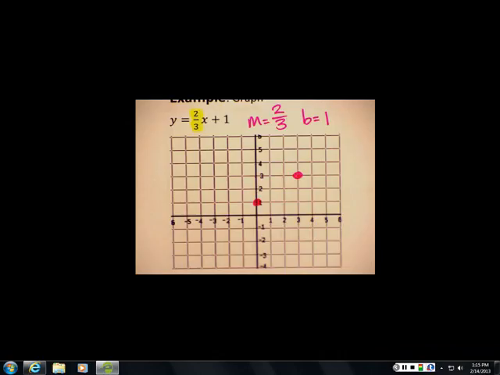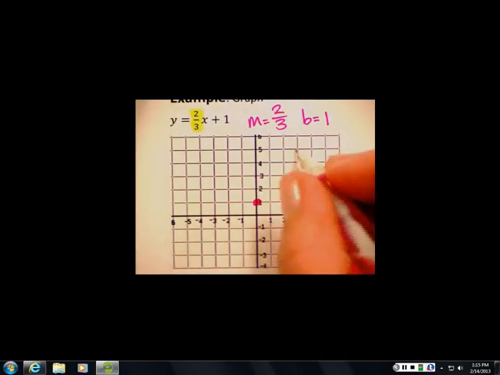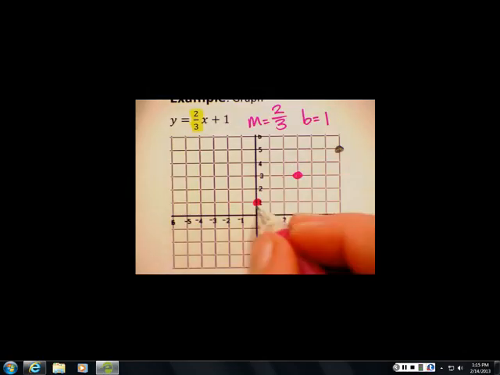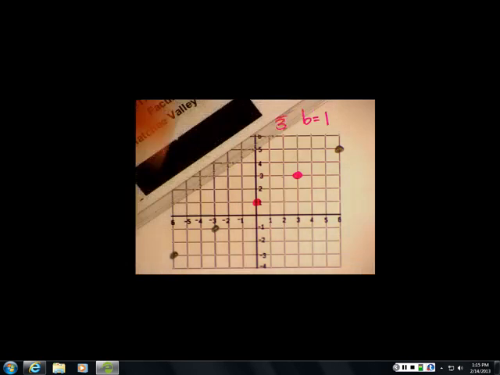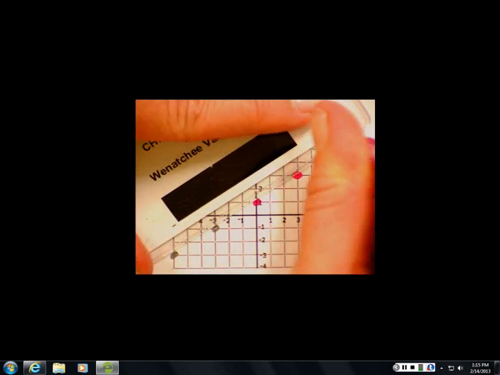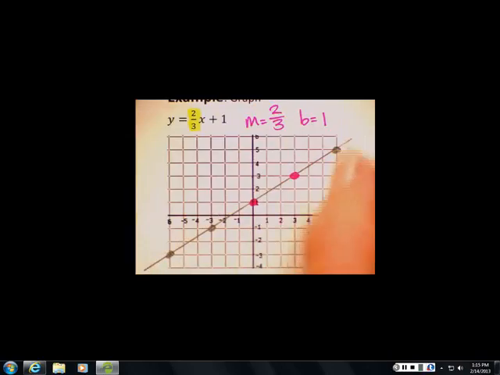Now I want you to get in the habit of extending your graph all the way across. Up 2 over 3. I can also go down 2 and back 3, down 2 and back 3. At this point, what I'm going to do is get a straight edge and graph my line. And that is graphing in slope-intercept form. Pretty awesome, right? No t-tables. You don't have to calculate the intercepts. You really don't have to do anything except look at the equation and identify the parts.